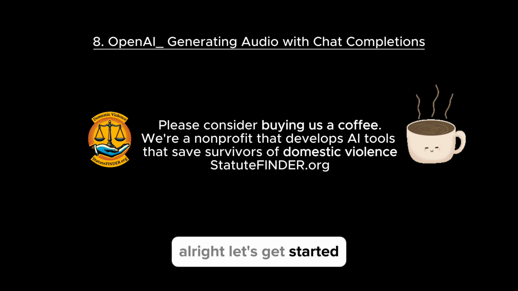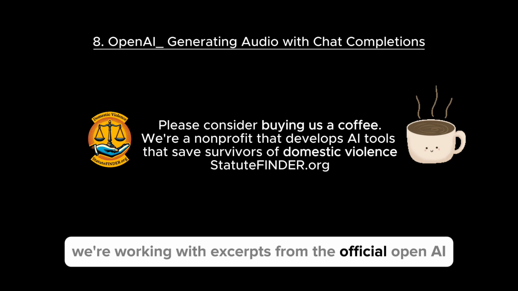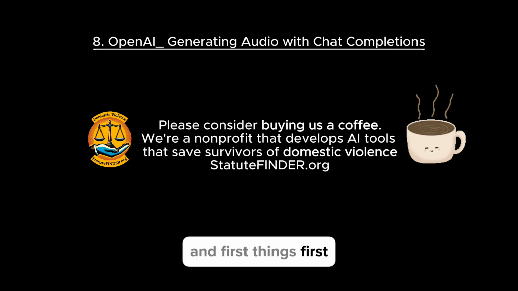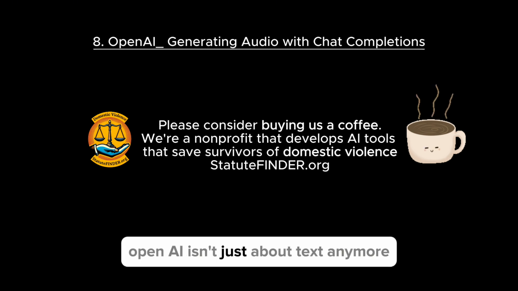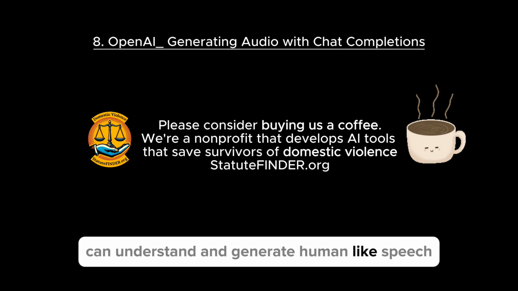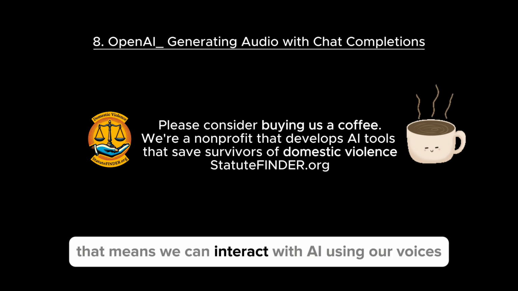All right, let's get started. We're working with excerpts from the official OpenAI documentation on audio generation. And first things first, OpenAI isn't just about text anymore. Definitely not. We're now in a world where AI can understand and generate human-like speech. That means we can interact with AI using our voices, not just typing.